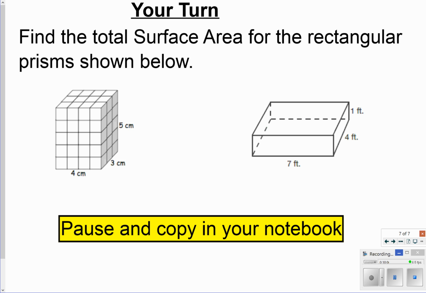Well, tonight's homework, I want you to find the total surface area for each one of these rectangular prisms. You have this one built out of cubes and then another flatter box. I want you to go ahead and copy this information in your notebook and do it. Tomorrow we will go over them and answer any questions you might have.